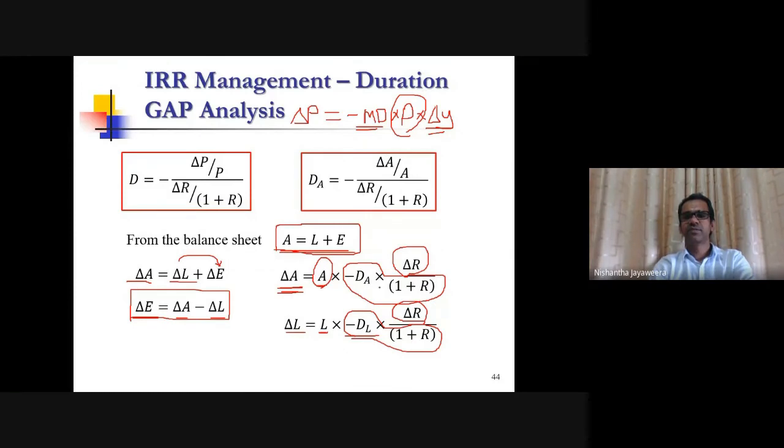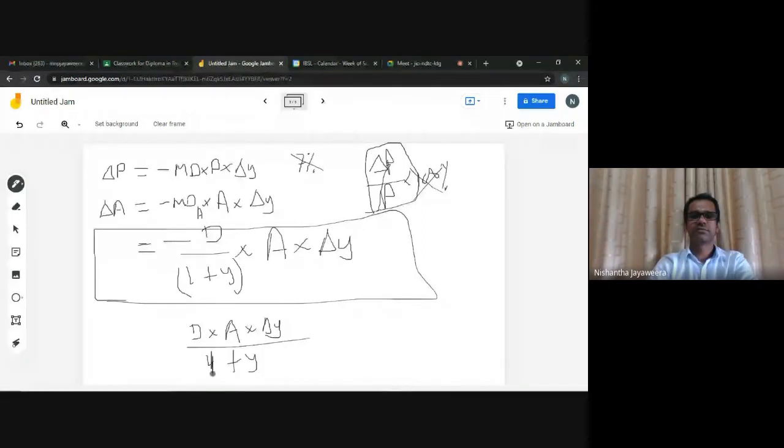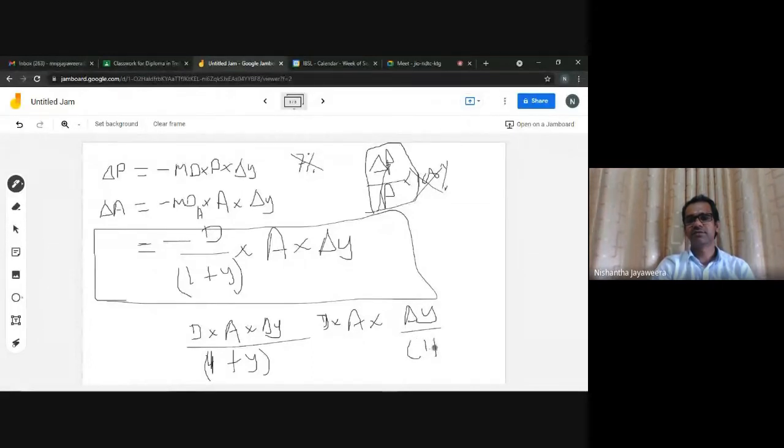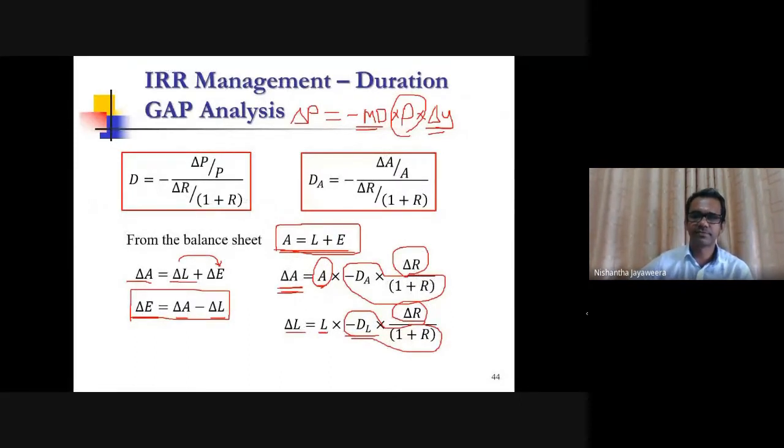But instead of putting dA over 1 plus r, I have written it here. That's it. You can write this as B into A into delta y, divided by 1 plus y. That's fine. Or you can write B into A into delta y divided by 1 plus r. Anything is okay. Same thing, there's no difference. Clear? Okay, sir. Thank you.